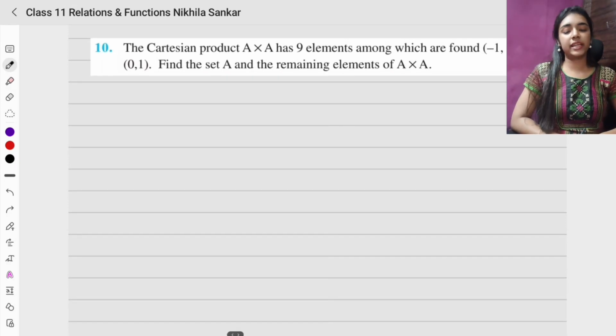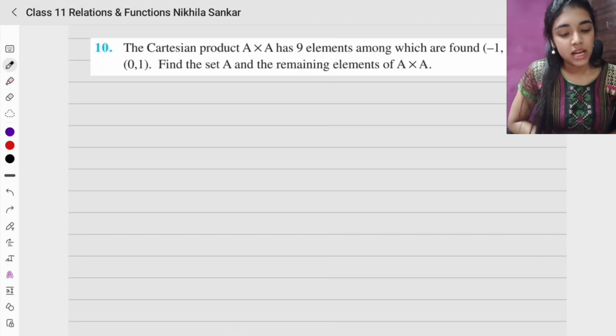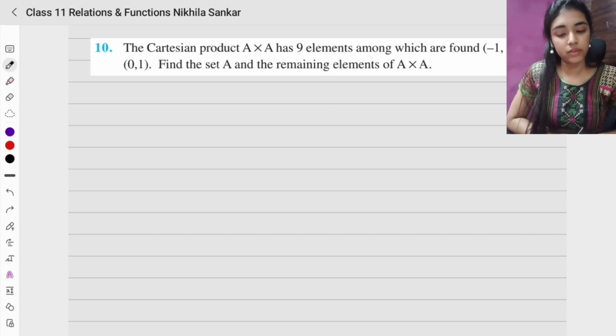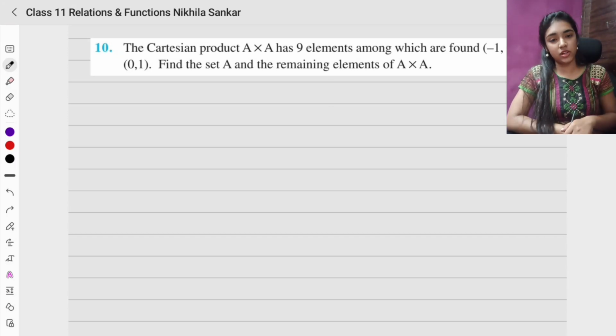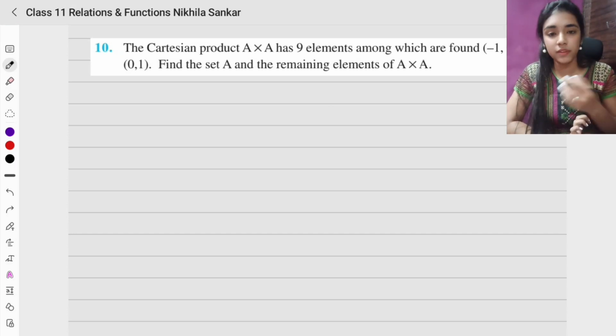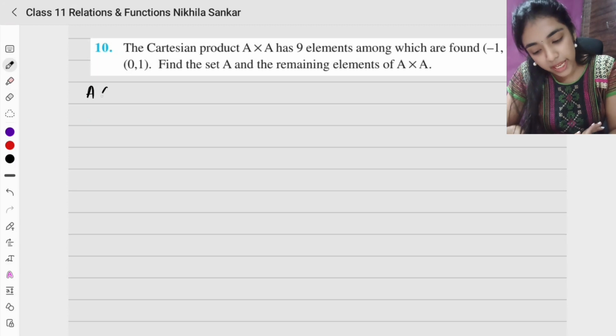Question number 10. The Cartesian product A cross A has 9 elements, among which are found to be -1, 0 and 0, 1. Find the set A and the remaining elements of A cross A. இப்போ நான் போன question-ல சொன்னேன் இல்லையா, so they are asking you to find the remaining ordered pairs of A cross A. Okay, now A cross A has 9 elements.